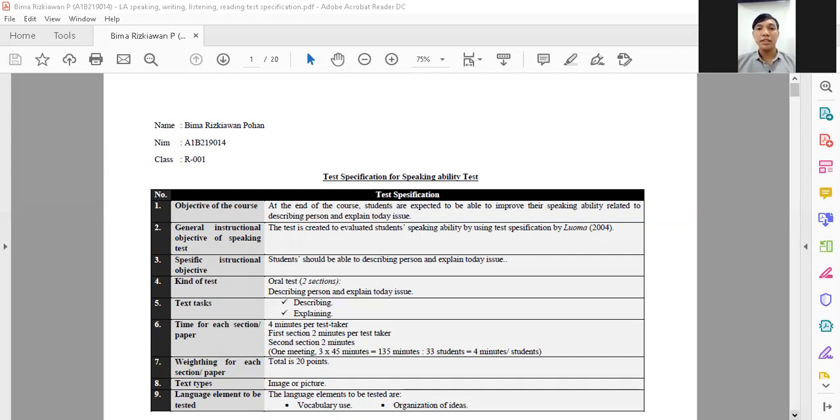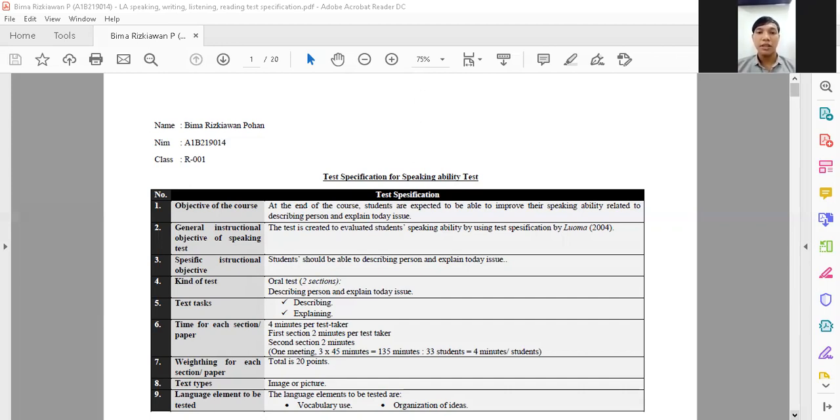Speaking ability test. The objective of the course: at the end of the course, students are expected to be able to improve their speaking ability related to describing a person and explaining a today issue. The general instruction for the speaking test: the test is created to evaluate students' speaking ability by using the test specification by Luma 2004. The specific instructional objective is that students should be able to describe a person and explain a today issue.